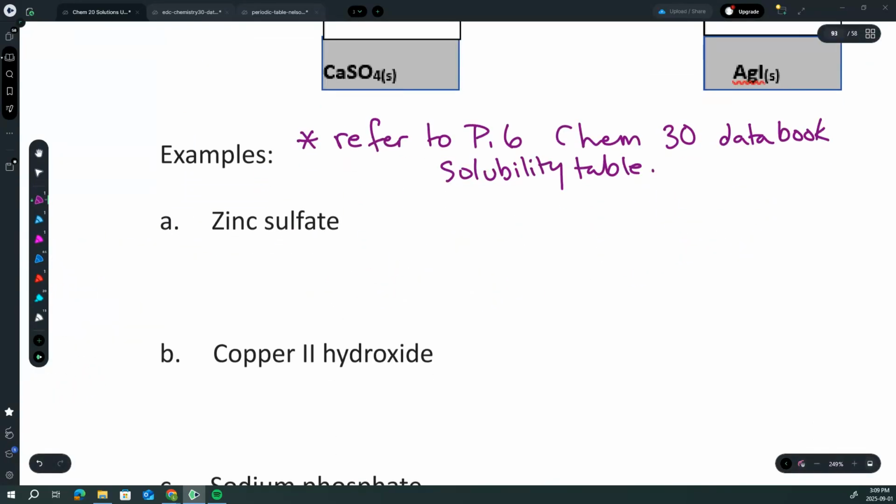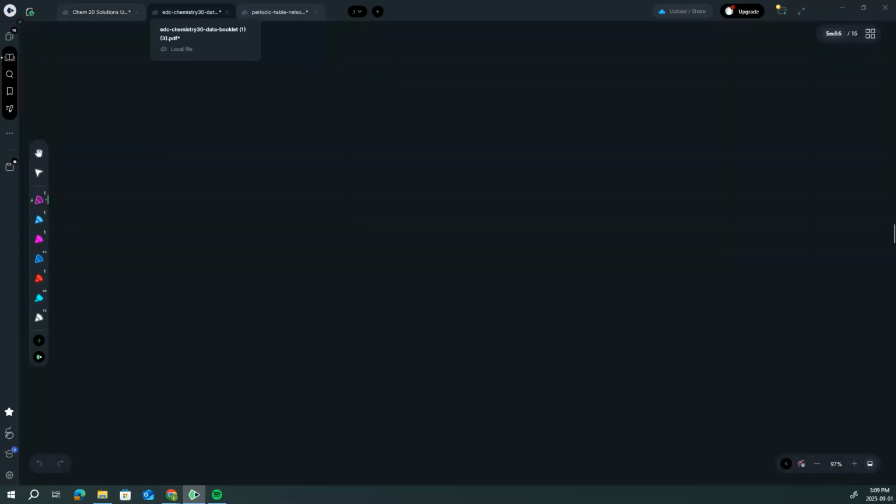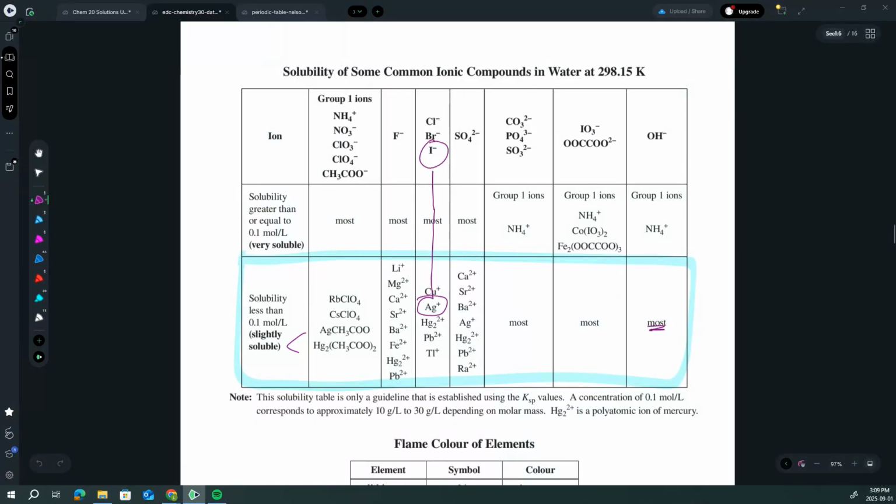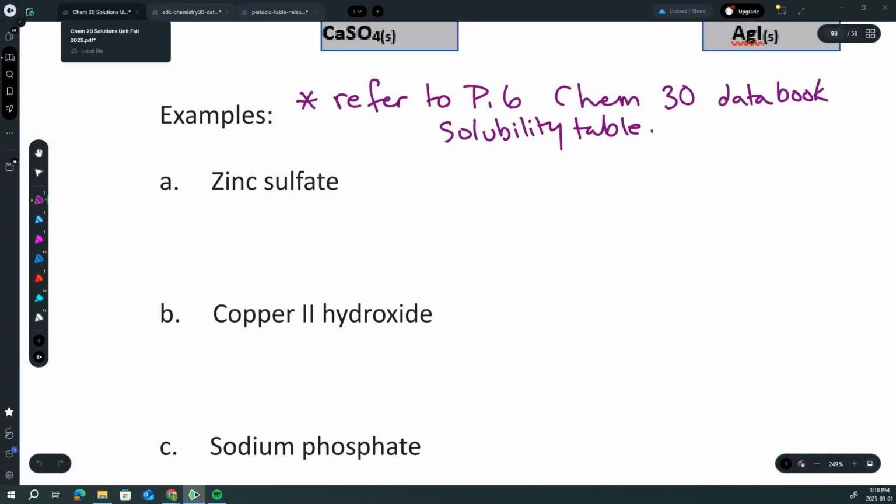Okay, so let's take a look at zinc sulfate. So let's get rid of this. Sulfate is right here. Most things are soluble with it, but let's just check our list of exceptions. Let's go down here and see, do we see zinc here? I don't see zinc in our list of exceptions, therefore we can call it soluble. So if an ionic compound is soluble in water, that means we can say it dissociates.